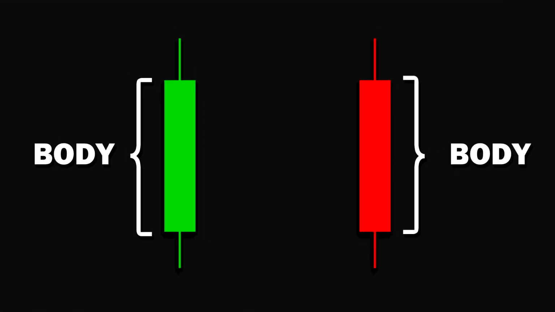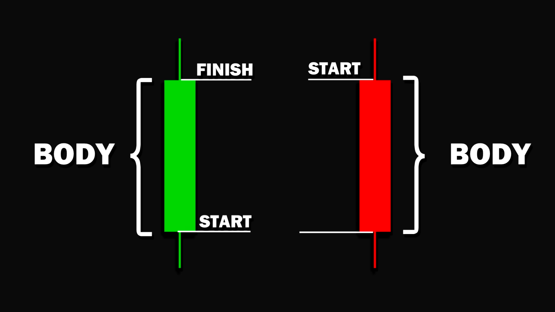This is the body of a candle. If the candle is green, the opening price of that candle is the lowest point of its body, and the highest point of its body is the final price where our candle closed. The opposite is for red candles. The highest point of the body is the opening price that was at the beginning of that candlestick's existence, and the lowest point of the body is the price at which the candlestick closed at the end of our currently selected time period.